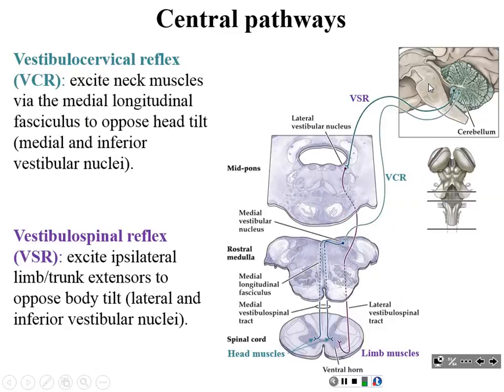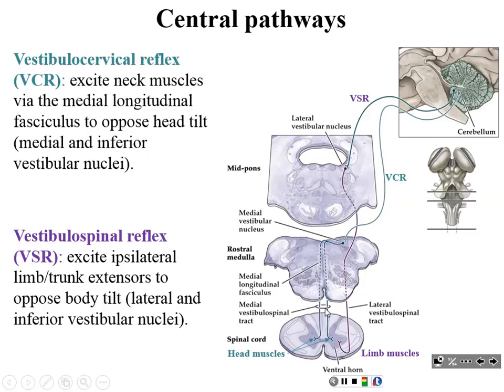There are two more reflexes. One is the vestibulocervical reflex. Basically what it does is represented in here. Basically what it does is excite neck muscles via the medial longitudinal fasciculus. Here is the medial longitudinal fasciculus. So basically we can move our head, the muscles in our neck, in order to move our head towards where we want to move it.